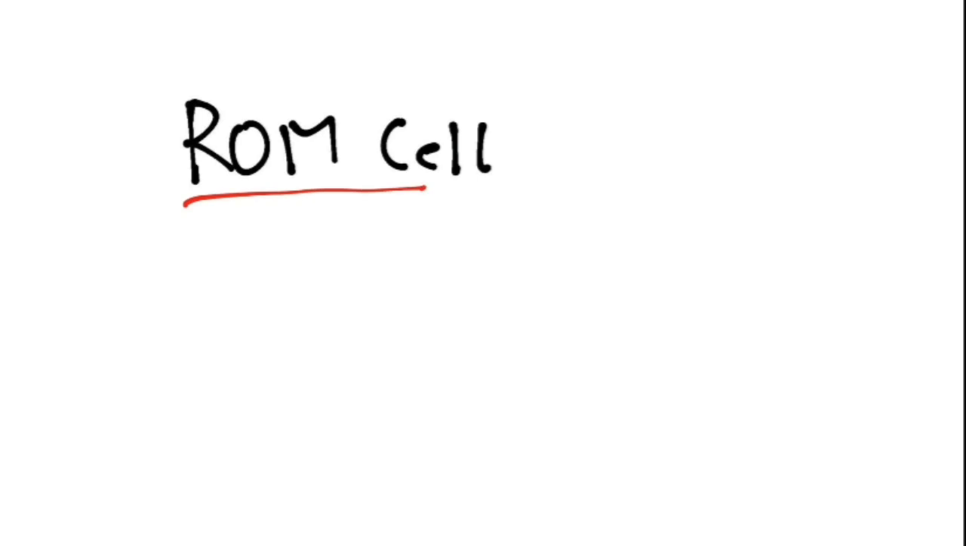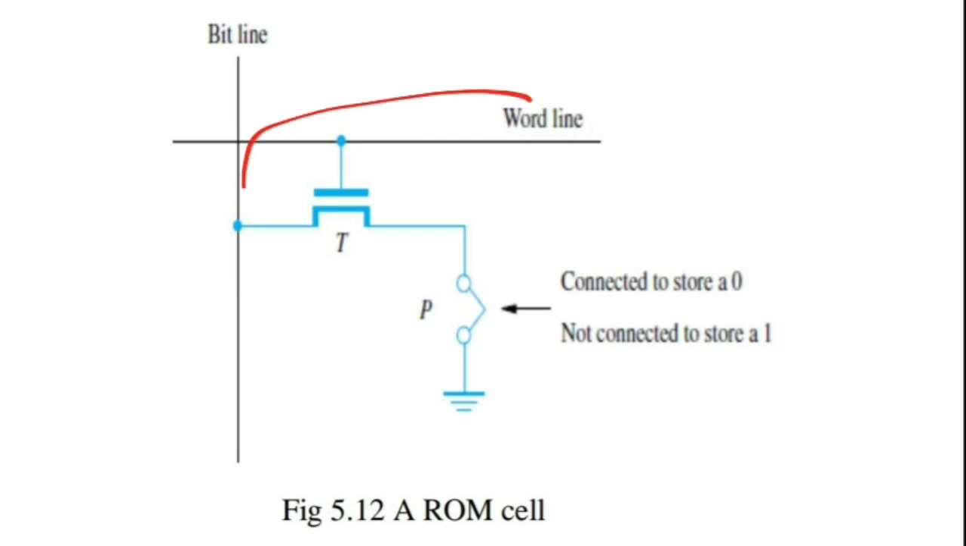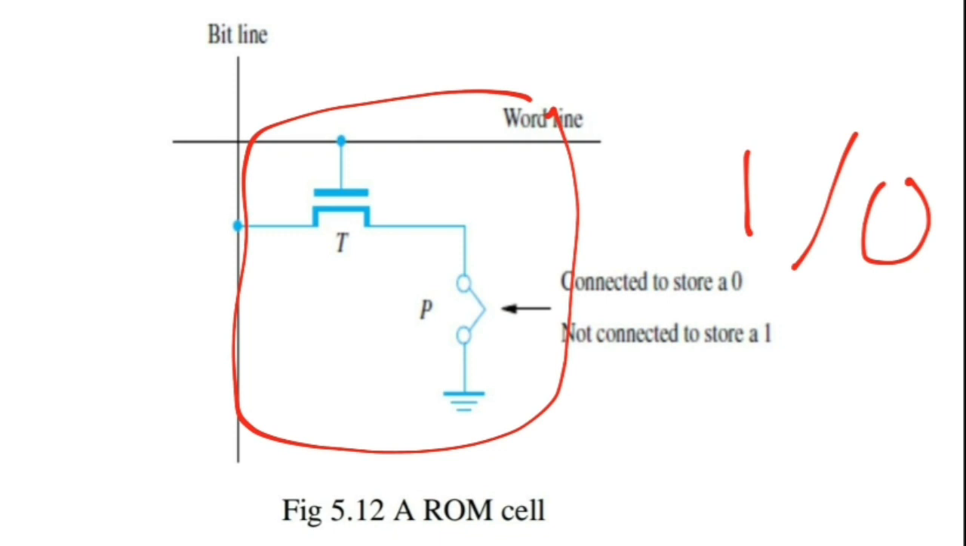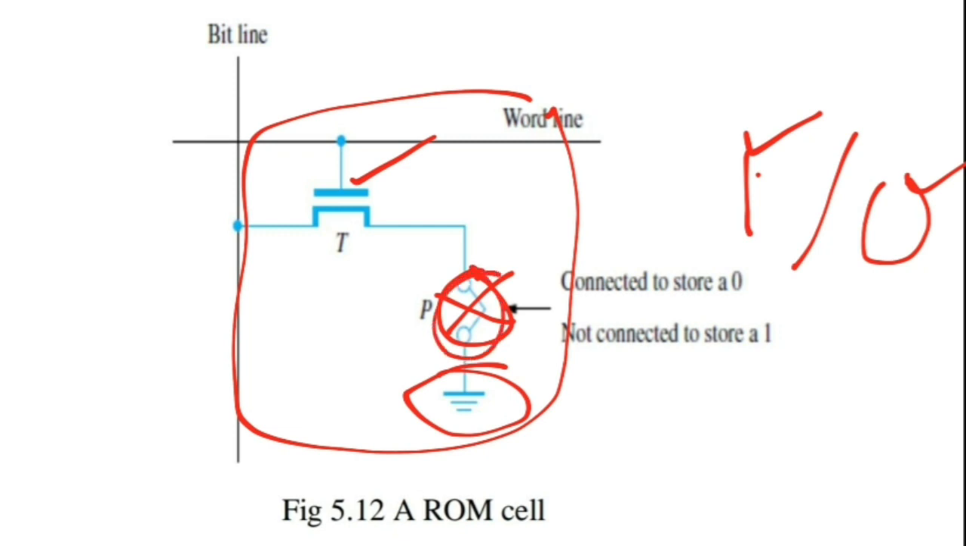Moving on to the ROM cell, which is read only memory cell. It is a secondary storage device. In that, see, this is one cell. In this cell, either 1 can be stored or 0 can be stored. Now if I have to store 1, I'll have to remove this connection. If I remove this connection, it will not be connected to ground and it will be high. So that 1 will be stored. Now if I have to store 0, I just have to make this connection so that it will be connected to ground and this will store a 0. That's the basic cell of a ROM.